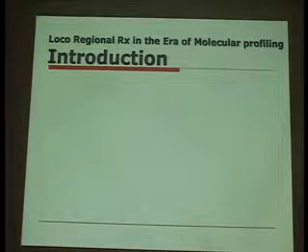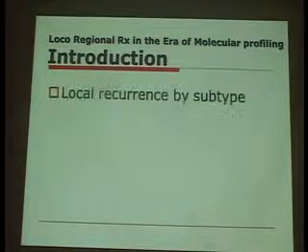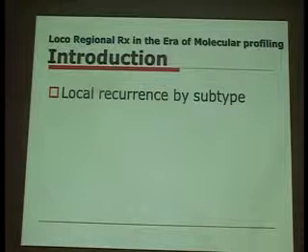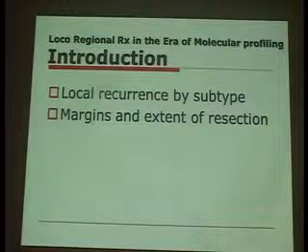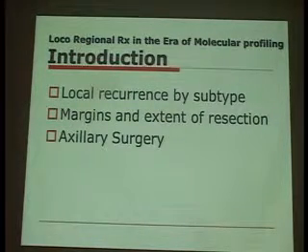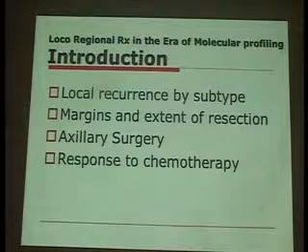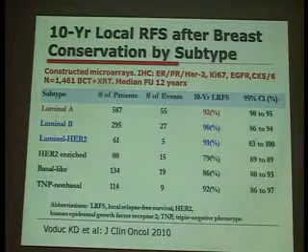So what I'm trying to do today is answer a few questions for you. First, I'm going to talk about the local recurrence and its impact by subtype. And then I'm going to talk about whether we have to have wider margins or bigger surgery for more aggressive disease. How are we going to address the axillary surgery for these aggressive diseases? And how does the response to chemotherapy in these different subtypes impact our surgical intervention?